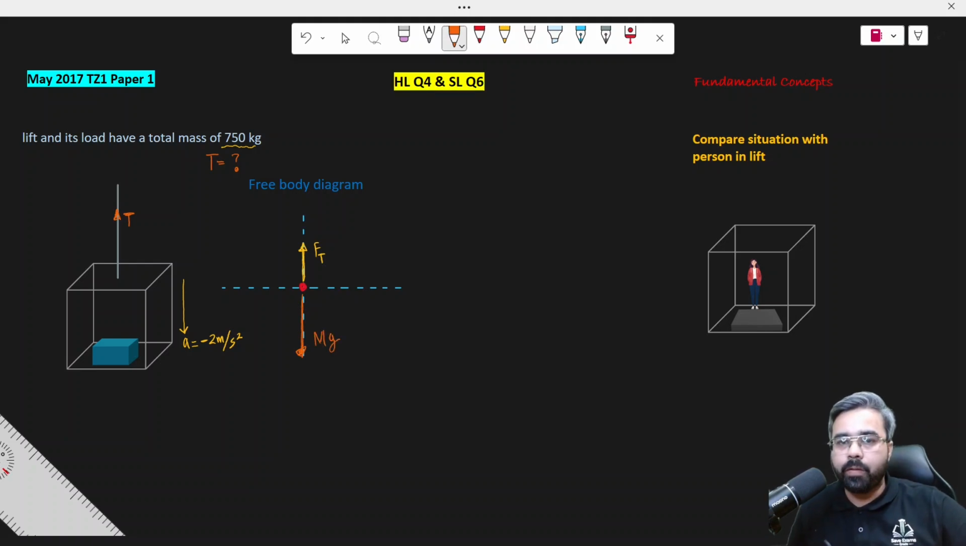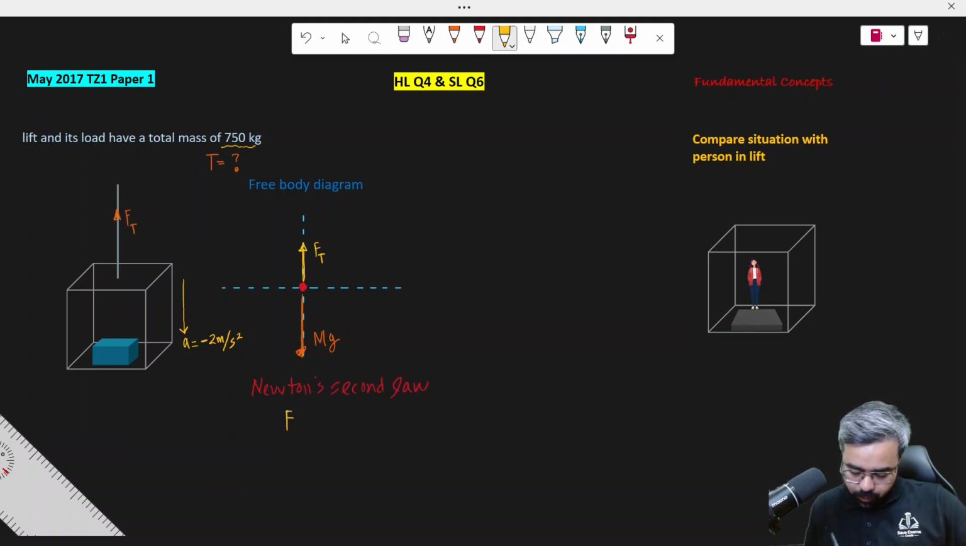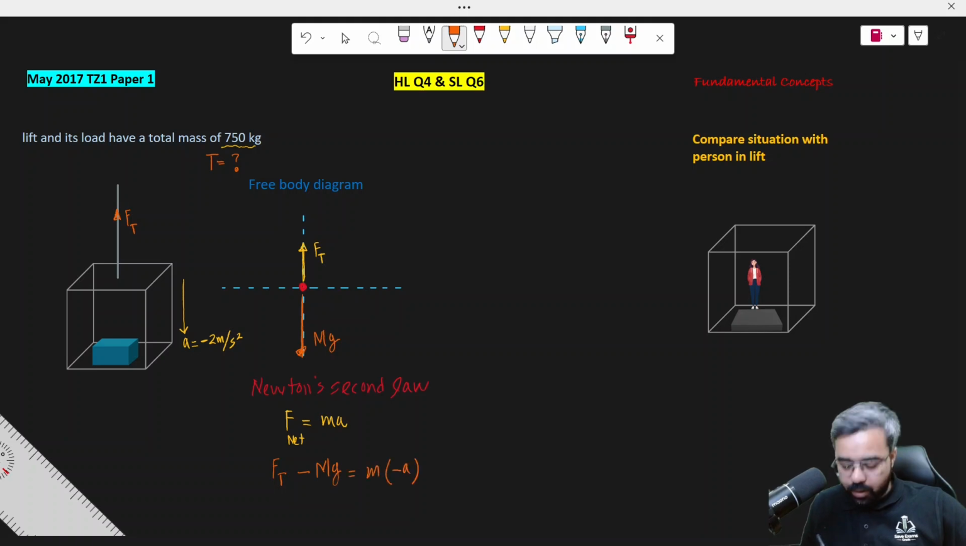Now the second step is always to write its equation by using Newton's laws of motion, and since it is accelerating downward, we should use Newton's second law. So according to Newton's second law, you know F is equal to ma, but this F is the resultant force, so that's why I'm writing it F net, the resultant force. And in our case, since the mg is more than the force of tension, right? You can write this equation like this: FT minus mg is equal to m into negative a. Otherwise, you can also write mg minus FT is equal to ma.